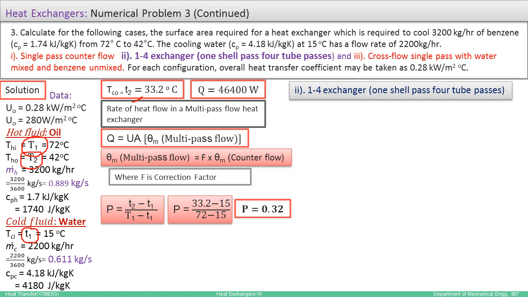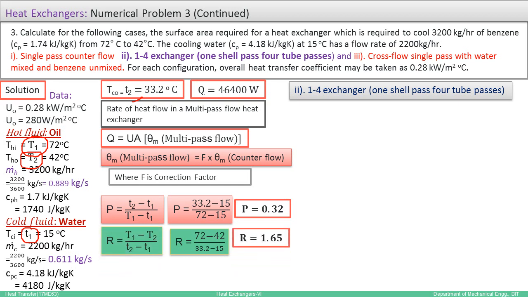Now we have a 1-4 heat exchanger, that is one shell pass, 4 tube passes heat exchanger. For this case, you know that the equation for rate of heat flow is given as Q is equal to U into A multiplied by theta m for a multi-pass flow heat exchanger. But the theta m, the LMTD of a multi-pass flow heat exchanger, is given as F, that is the correction factor, multiplied by theta m, which is for counterflow. We have found out this theta m for counterflow already, but we have to find out the correction factor.